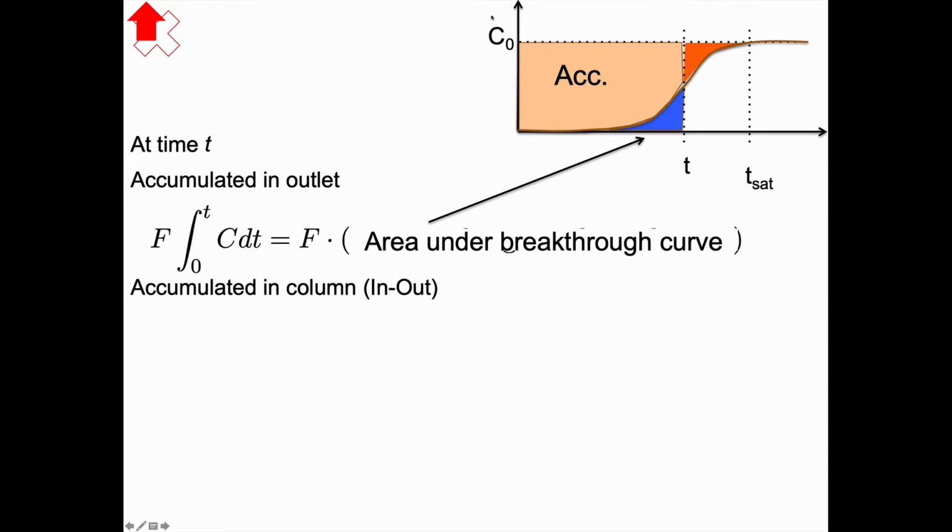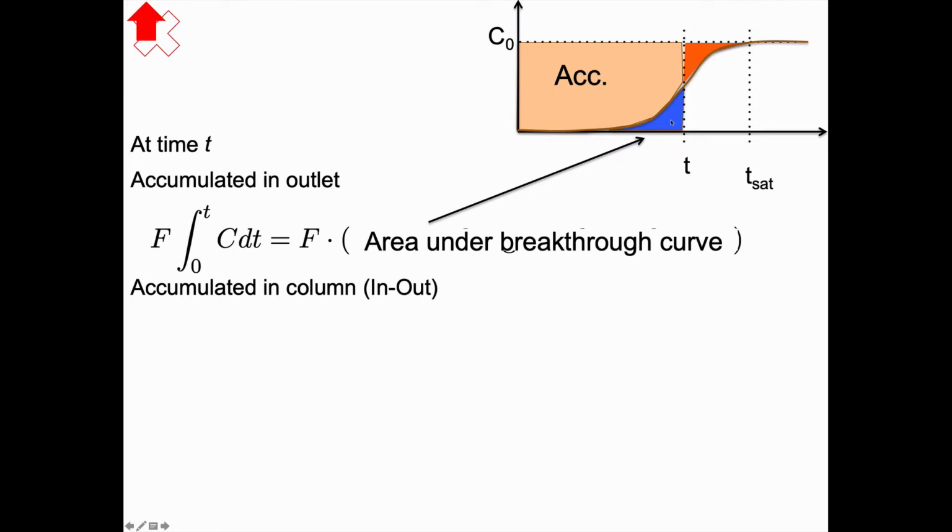Now C times t, well, you have C on this axis here and t on this axis here. So if C, for example, is in gram per liter and t is in minutes, then the unit of the blue area here is gram per liter times minutes. And if you multiply that with the flow, like in liters per minute, then you get grams, right? So F times the area under this breakthrough curve is the amount that has passed out in the outlet. So the blue area is a measure of how much has come out.